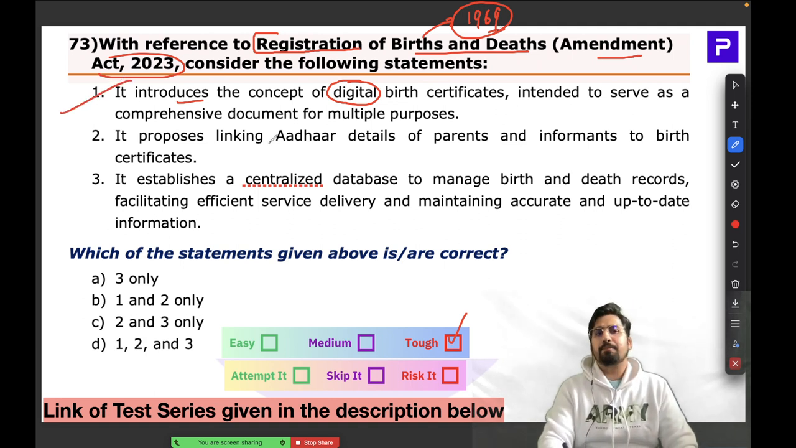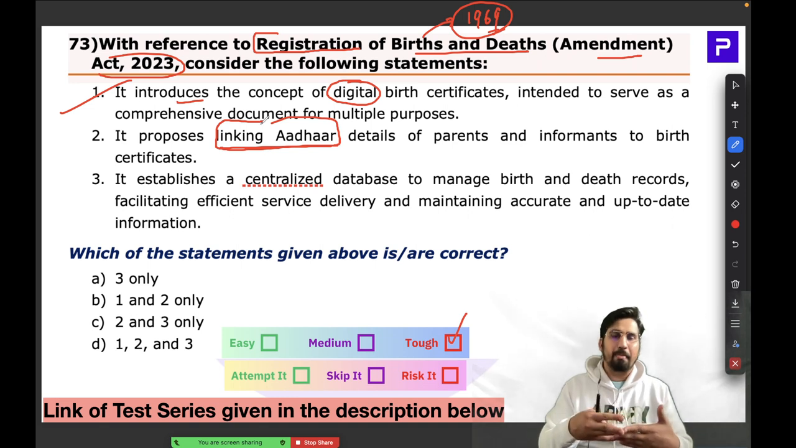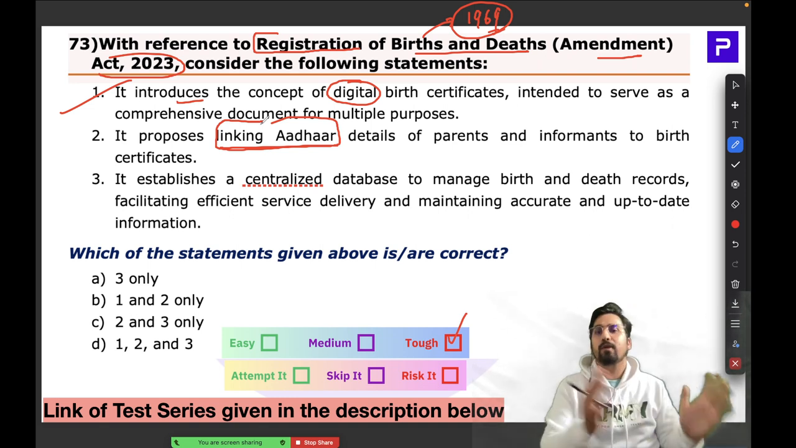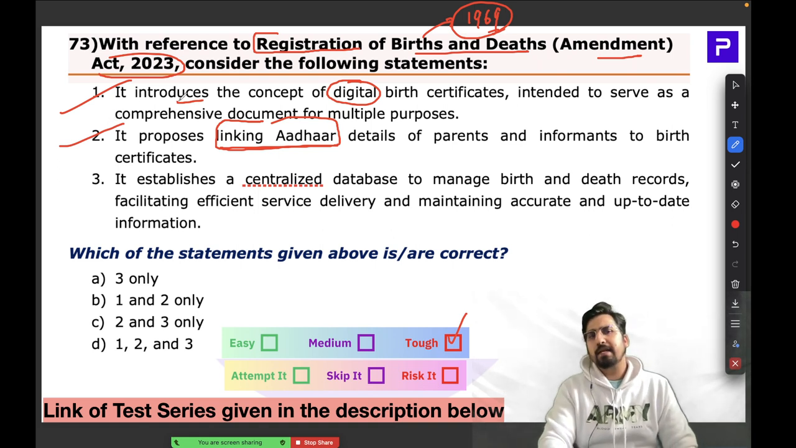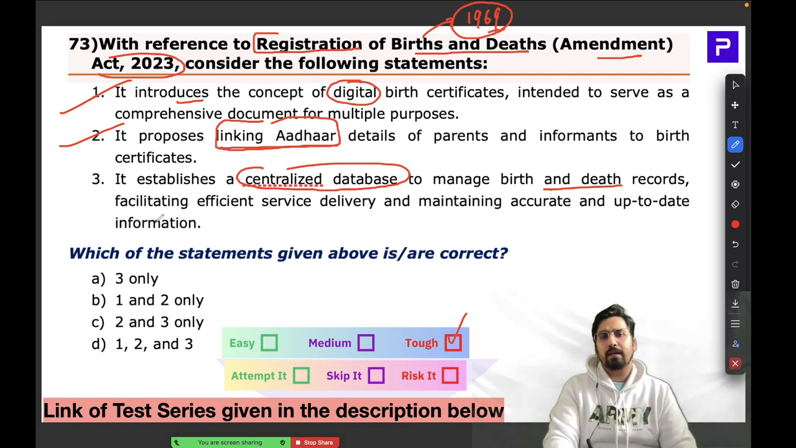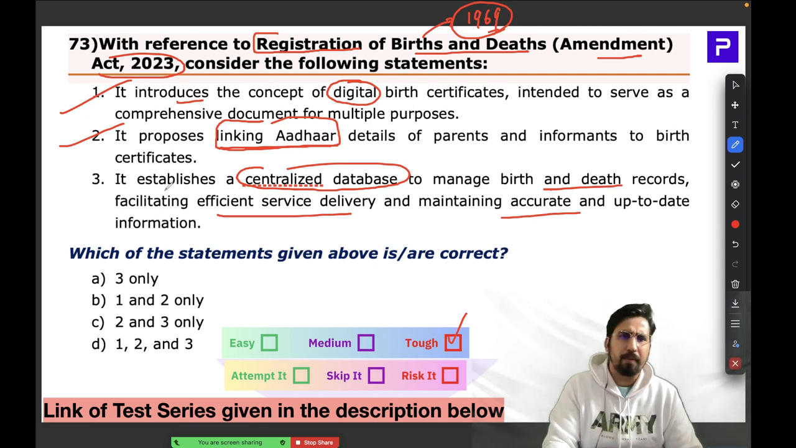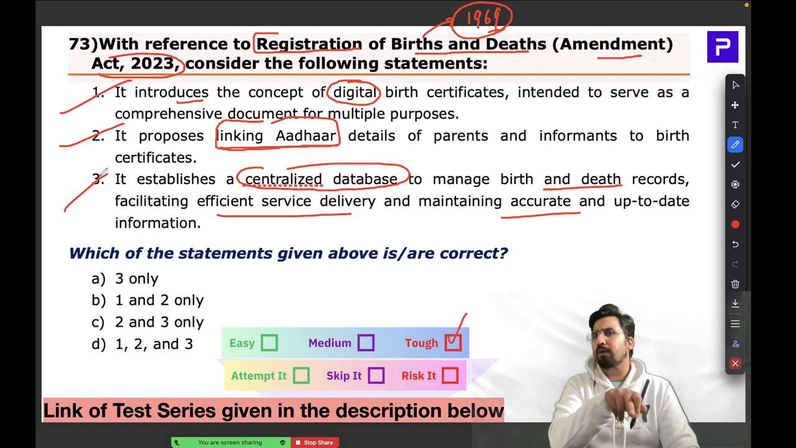The second says it proposes linking Aadhaar, because nowadays every scheme is going to be linked with Aadhaar, no? Every scheme is talking about linking Aadhaar with almost everything. So yeah, this also looks correct to me. The third statement says it establishes a centralized database to manage the birth and death records, for the sake of efficient service delivery and maintaining records and information. Yeah, I mean, this is obvious, no? Very simple answer, very simple options.